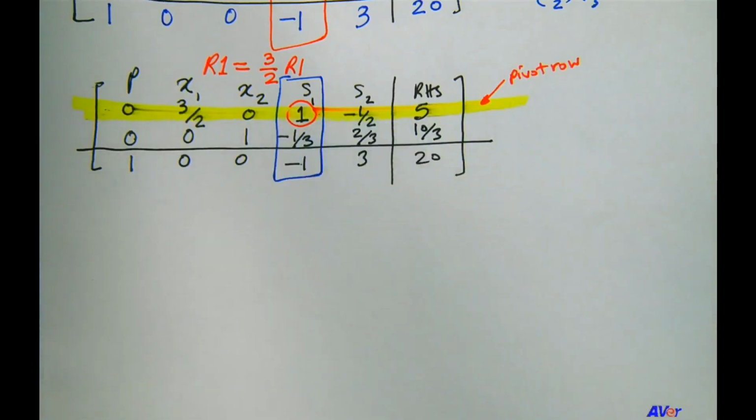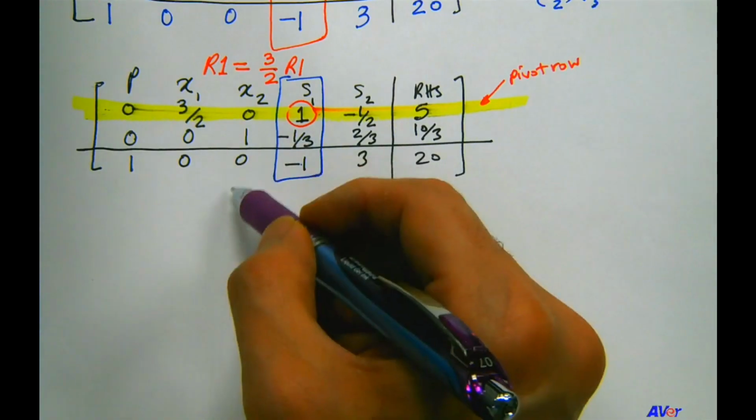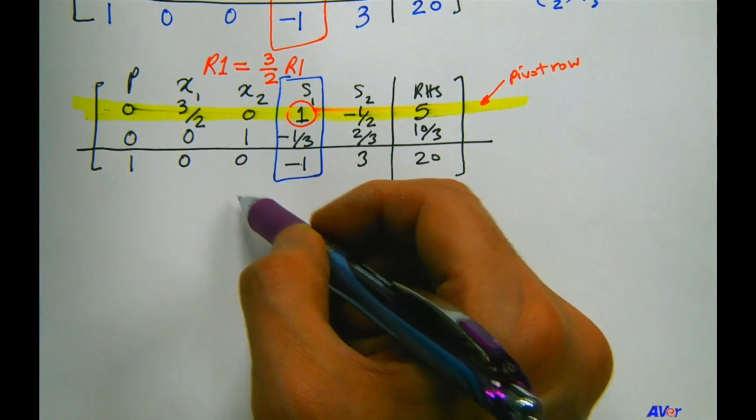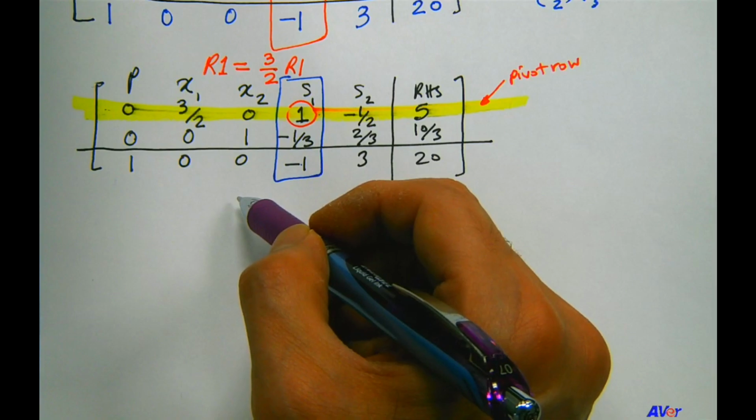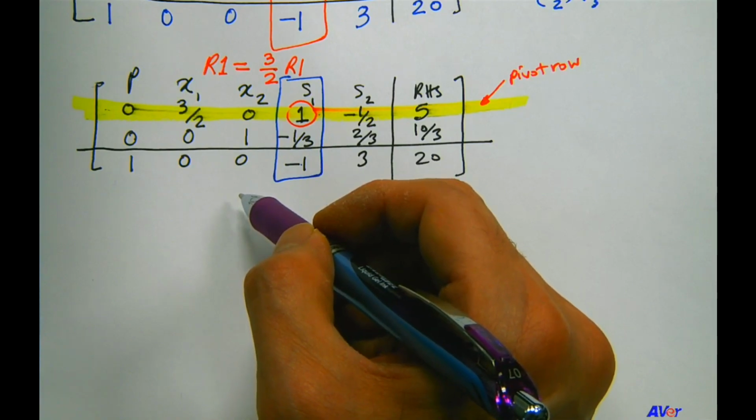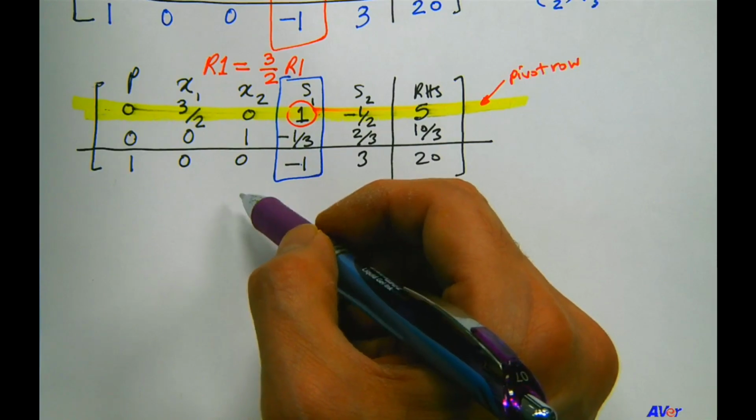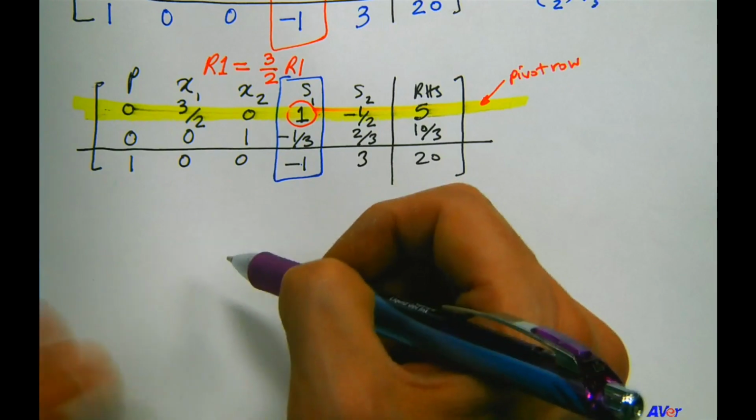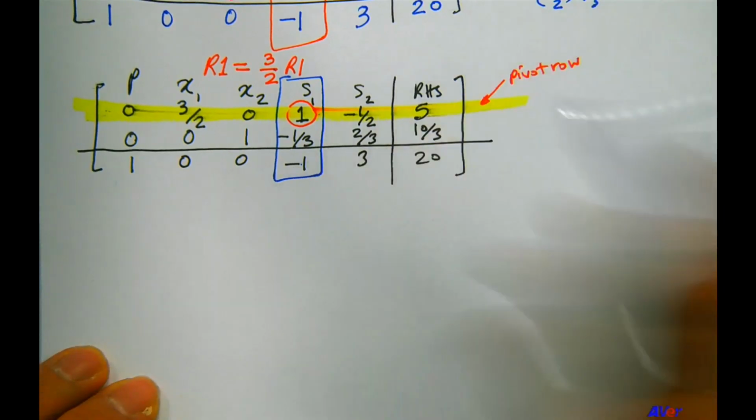Okay, so before you see me write down the next 2 row operations, go ahead, pause the video, write down on a piece of paper your own 2 row operations, and then come back to the video to see if your row operations match mine. Okay, all right, so I'm assuming you've done that, and now you're back.